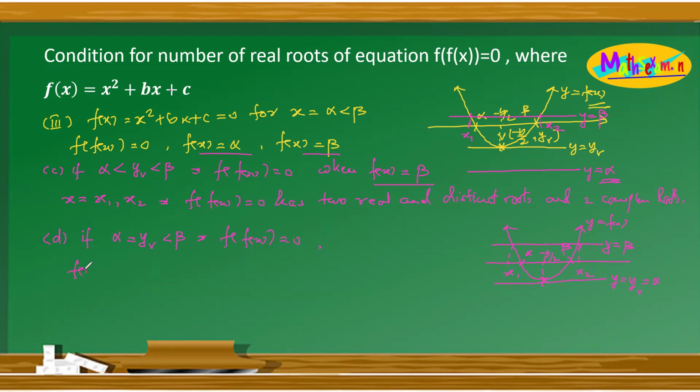fx is equal to alpha for x is equal to minus b by 2a, and this will be a repeated root. And fx is equal to beta for x is equal to x1 and x2. So you can say that f of fx is equal to 0 has 4 real roots, whereas there are 3 distinct real roots.